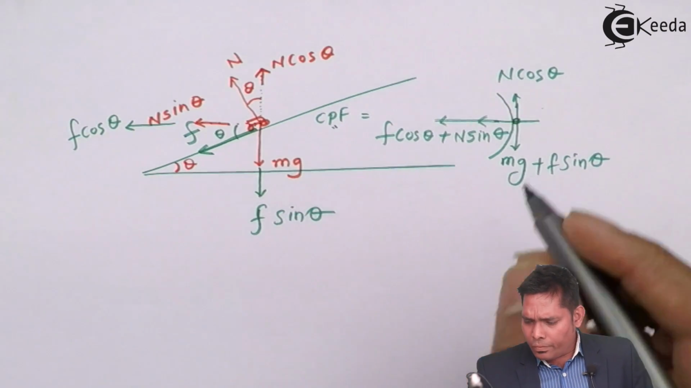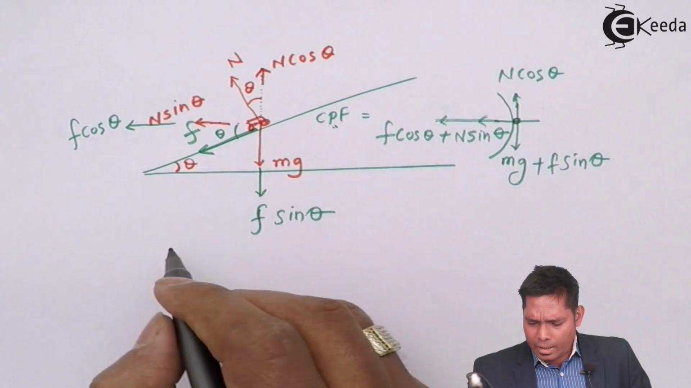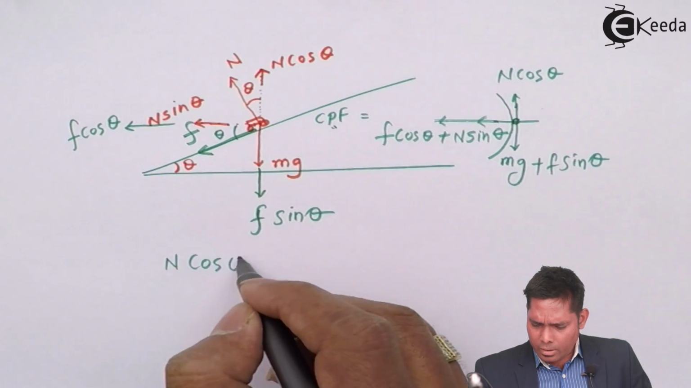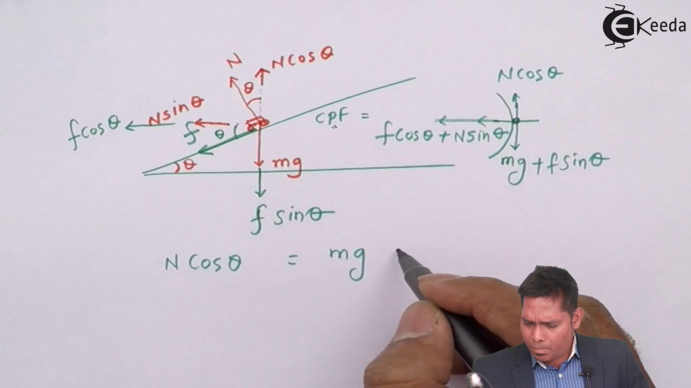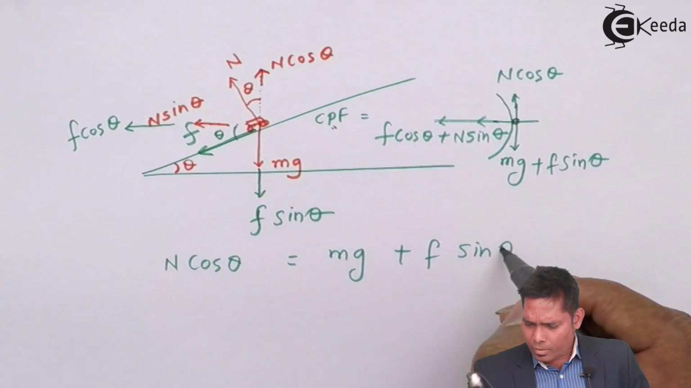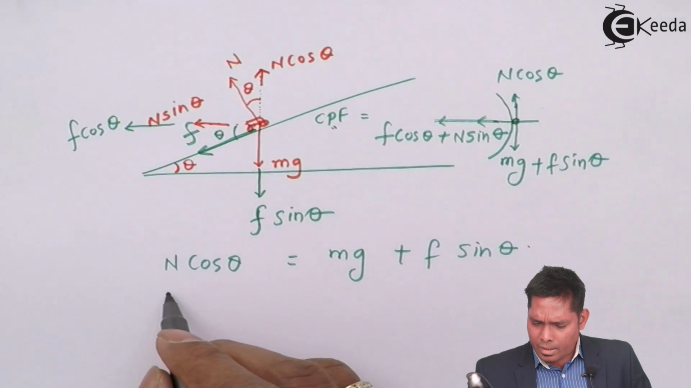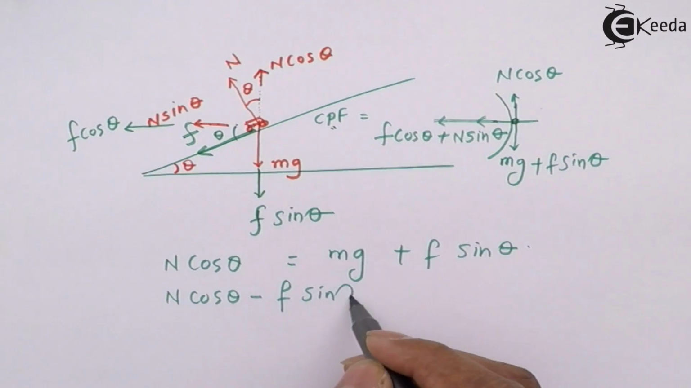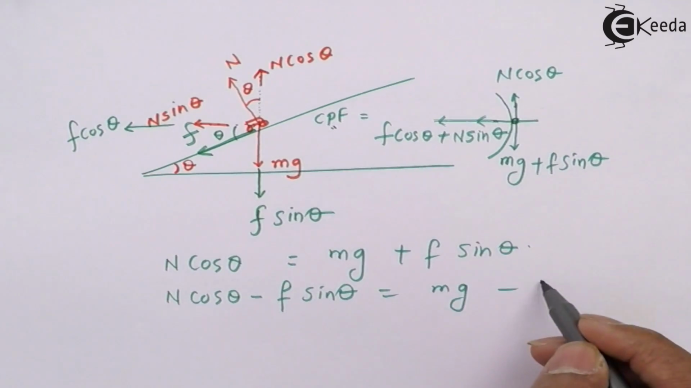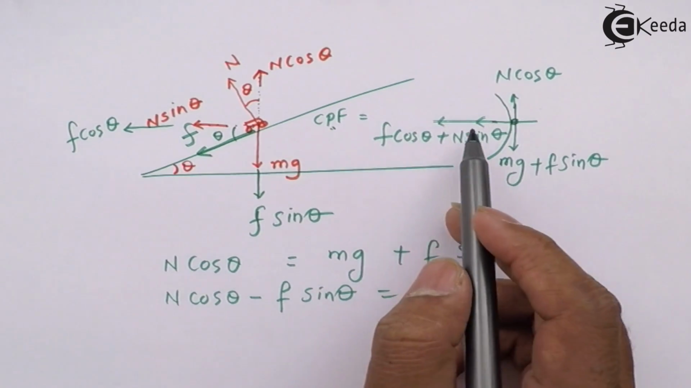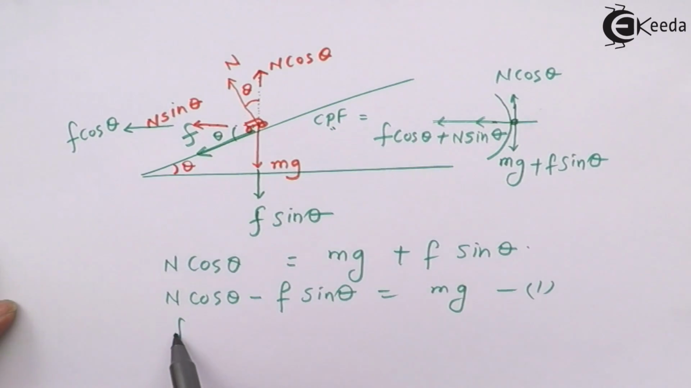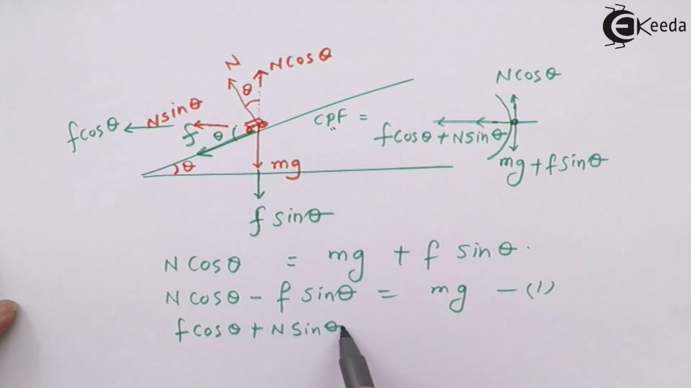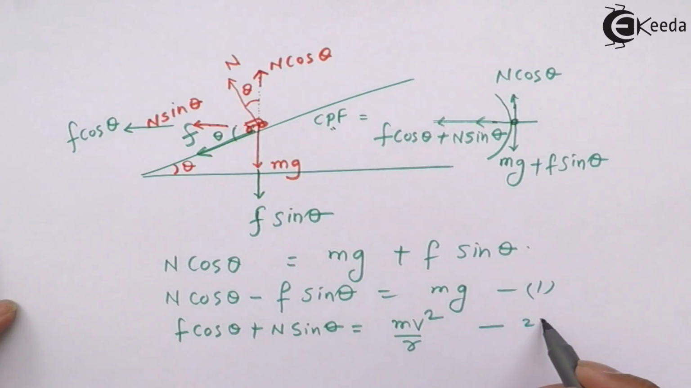Now, if I write those equations, n cos theta balances mg plus f sin theta, or I'll write n cos theta minus f sin theta equals mg. This is equation number 1. And this one will provide the centripetal force: f cos theta plus n sin theta equals the centripetal force, that is mv square divided by r. This is equation number 2.